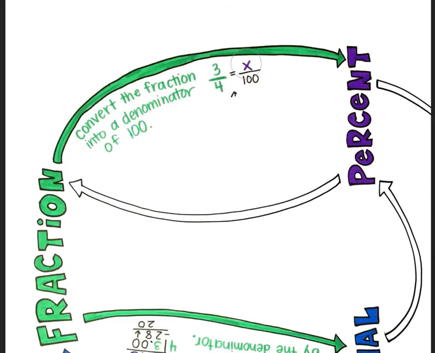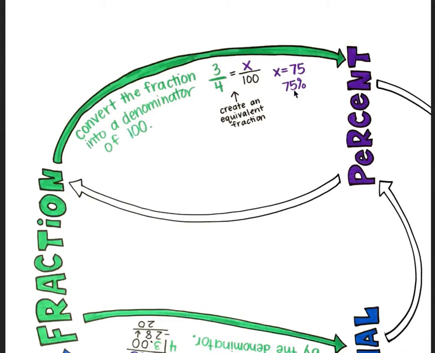Here, if I want to find out what x is going to be, I want to think, okay, how can I create a fraction that's equivalent? And so I know that I can go from 4 to 100 by multiplying by 25. And so I will also multiply 3 times 25. And so x would end up being 75. 75 per 100, or 75%.